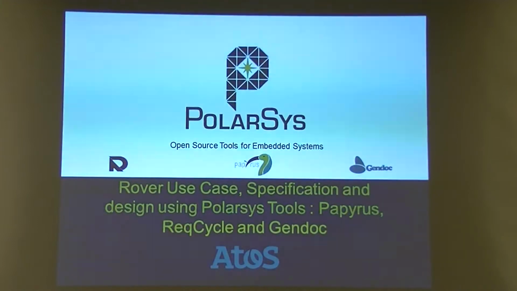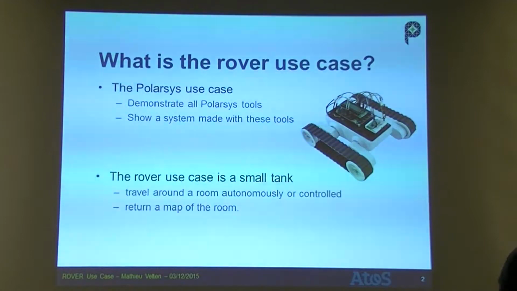So what I'm going to talk about today is how to use some Polarsys tools, mainly Papyrus, ReqCycle, and Gendoc, to handle specification and design of a critical system. The use case I will use is the Rover use case, which is the official use case of Polarsys to demonstrate tools. So what is the Rover use case?